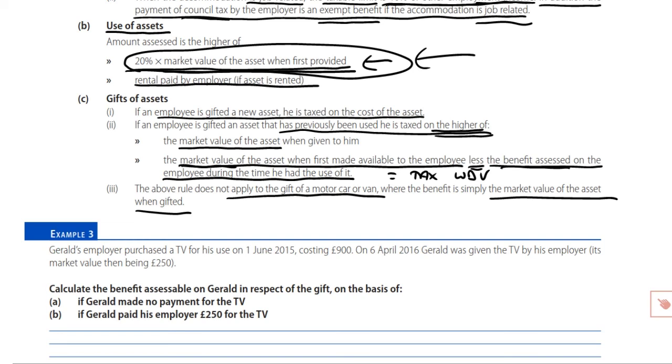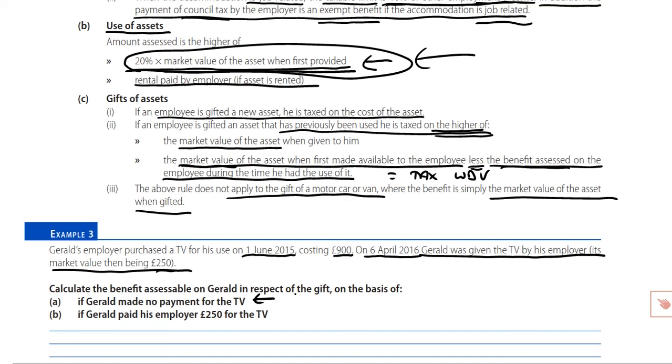We're told Gerald's employer purchased a TV for his use on the 1st of June 2015, and at that date it cost £900. Then on the 6th of April 2016, so the very first day of the 2016-17 tax year, Gerald was given the TV by his employer, its market value then being £250. Calculate the benefit assessable on Gerald in respect of the gift on the basis of, if Gerald made no payment for the TV.